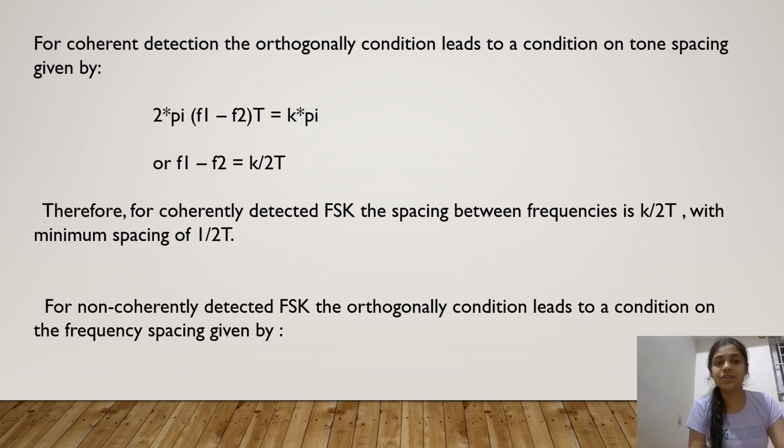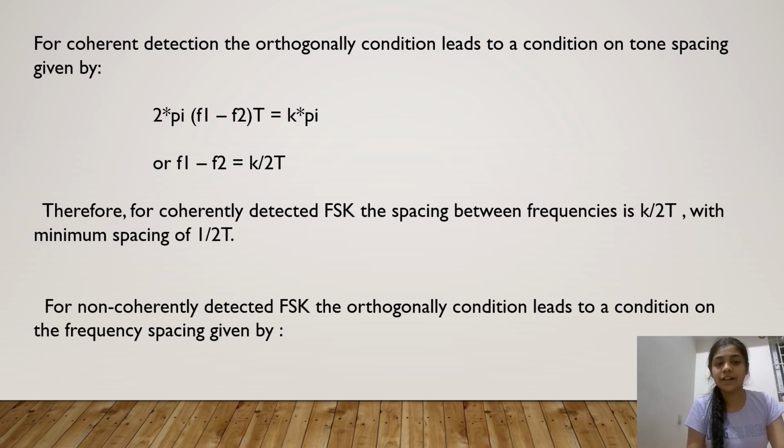For coherent detection, the orthogonality condition leads to a condition on tone spacing, which is given by 2π(f1 − f2)T = kπ, where k is called the constant of non-coherent detection, or f1 − f2 = k/2T. Therefore, for coherently detected FSK, the spacing between frequencies is k/2T with a minimum spacing of 1/2T.